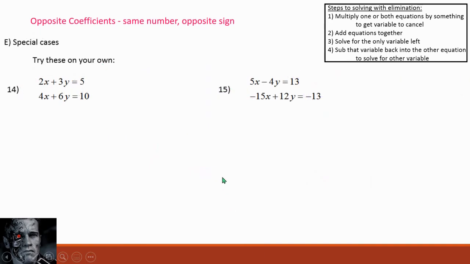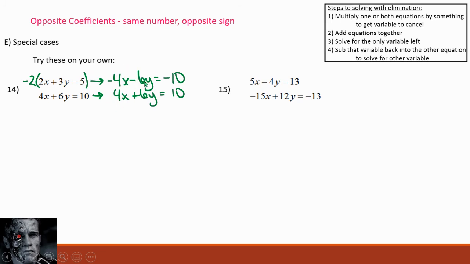All right, these last two here, 14 and 15. You can pause the video and try these or just follow along in this video at this time. These actually turn out to be kind of quick because these are special cases. So let's see what happens. So in this case, I notice if I multiply the top equation by -2, that will get me opposite coefficients for both the x and the y's. Take a look at that.